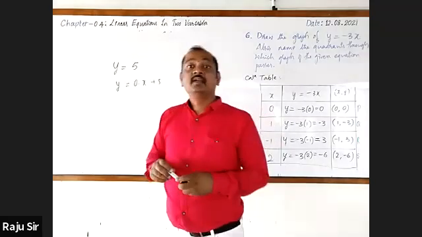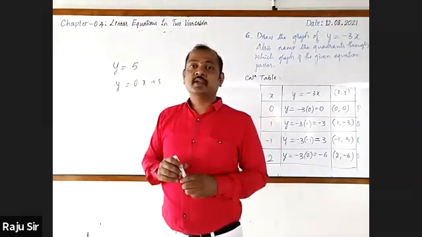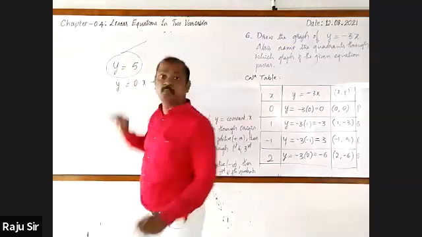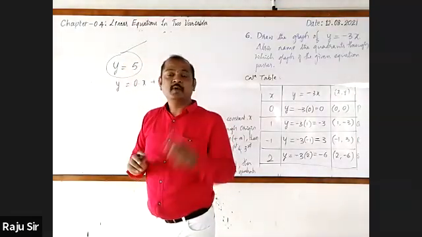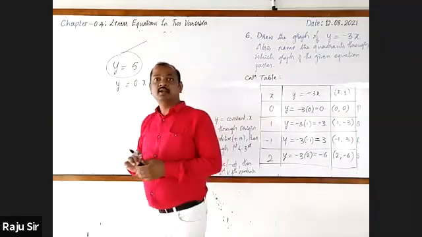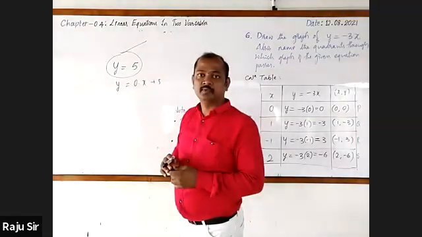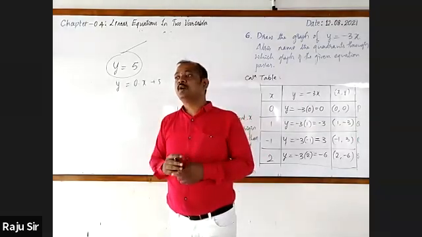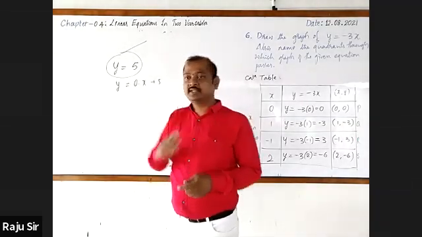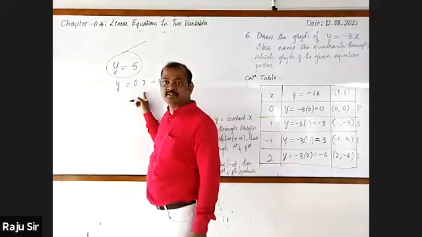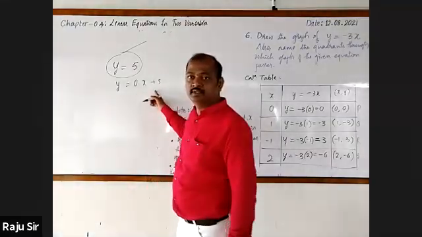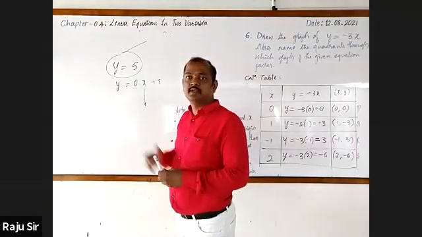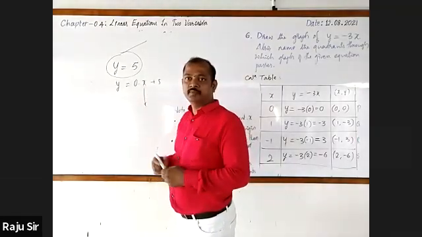Dear students, we can also draw the graph for a linear equation in one variable. With one variable, we can draw a graph. But without another variable, how to find out the coordinates? We should convert. That is why we will write like this: 0 into x. Then we'll take substitution for x and we'll find out y.